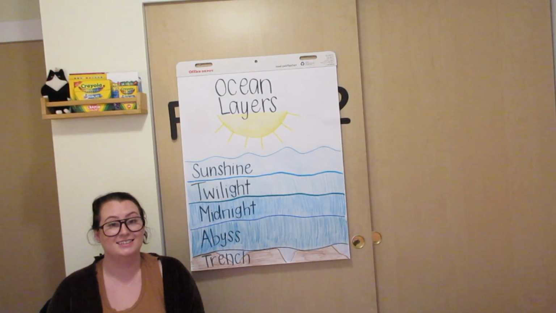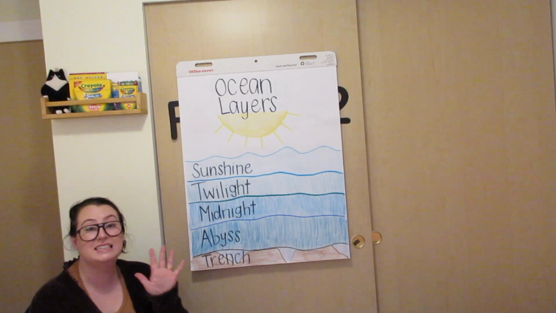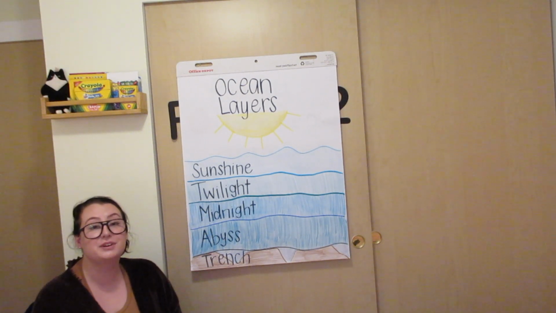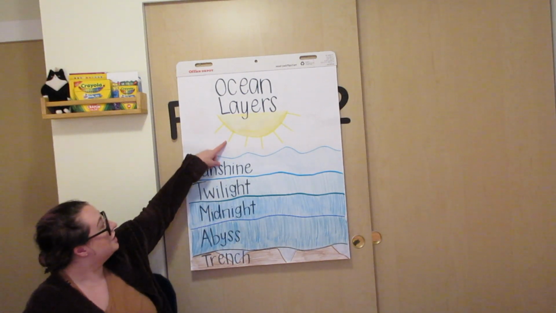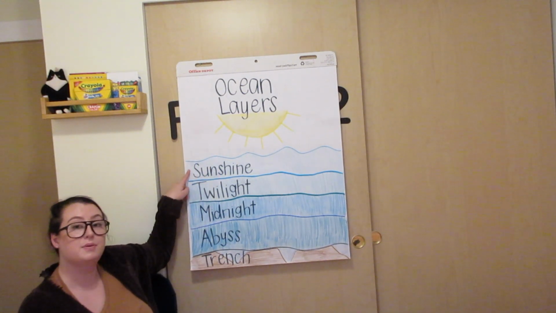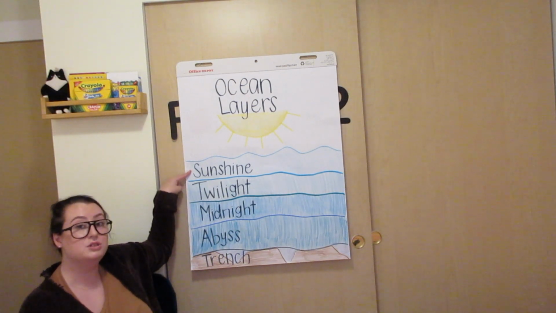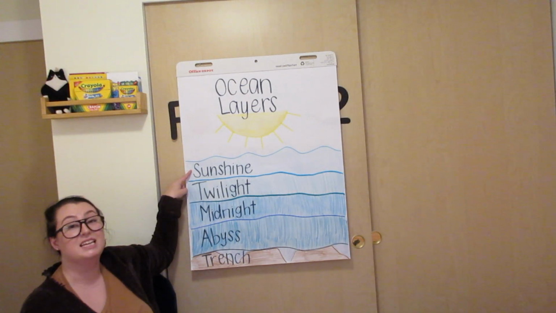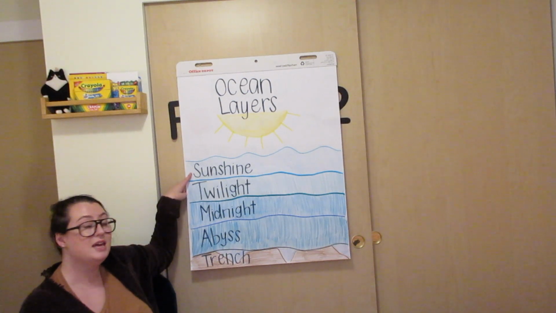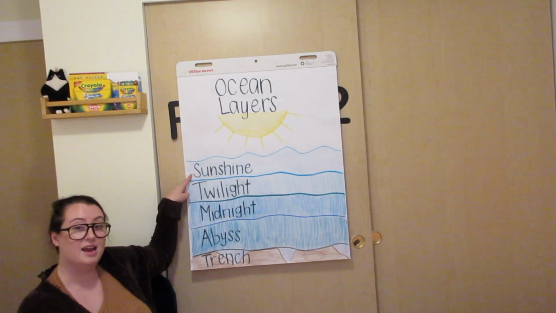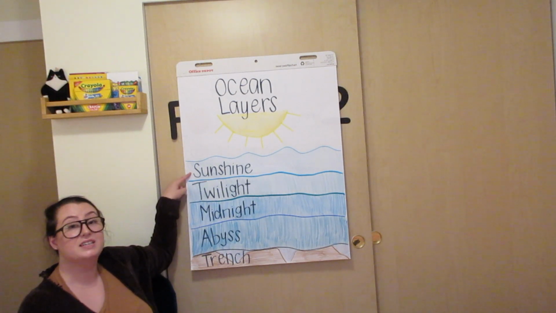Let's get started. The ocean has 5 layers that are caused by different amounts of sunlight that shine into the ocean. Each layer has the perfect amount of sunlight for different animals to live. When the sun shines into the ocean, the top of the ocean has the most sunlight. Animals that need lots of sunlight to stay healthy live in the top layer. The top layer is called the sunshine layer because it gets the most sunlight.